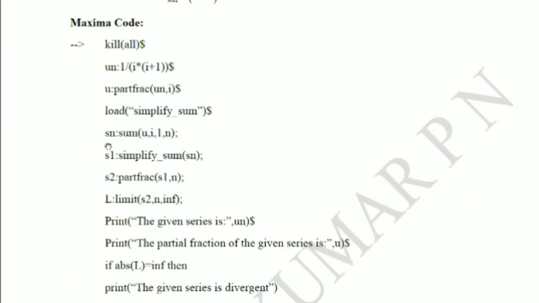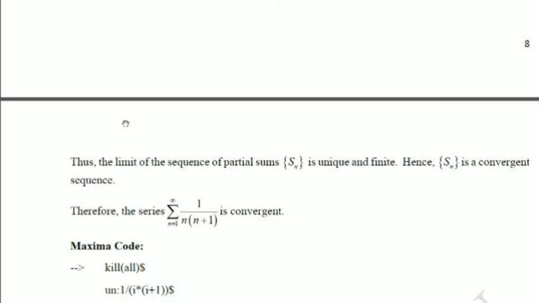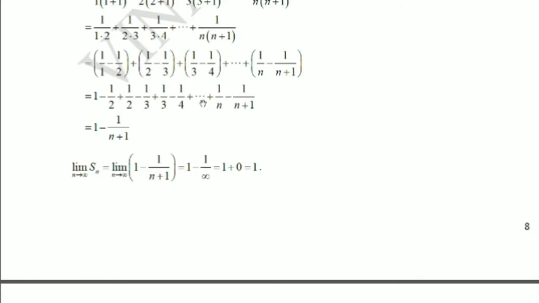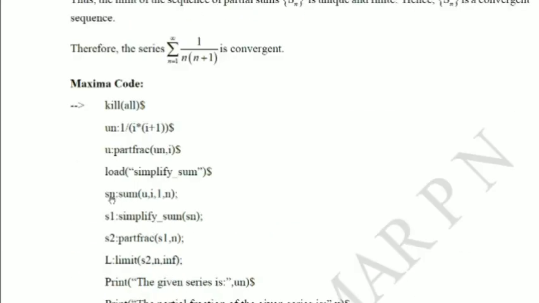So we have to simplify this to get this answer. So let's simplify this using the command simplify. But if you want to run this command simplify_sum, you have to load a package. That package is called the simplify_sum package. So you have to load this package, otherwise it will not simplify this. So load within double quote simplify_sum. After loading this package, first we'll find the sum. This sum we are storing in Sn.